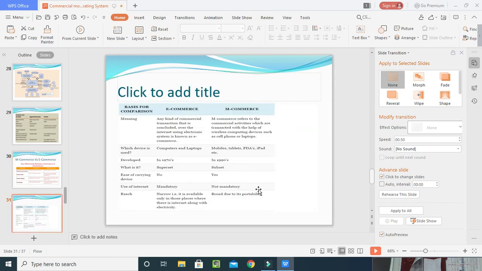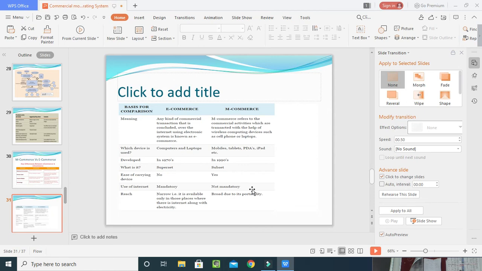Now, another slide. It mentions some more differences between e-commerce and m-commerce. First, what is the meaning? We have to understand. E-commerce means any kind of commercial transaction that is concluded over the internet using an electronic system. Whereas m-commerce refers to commercial activities transacted with the help of wireless computing devices such as cell phones or laptops. So e-commerce uses a wired connection, whereas in m-commerce wireless communication takes place.